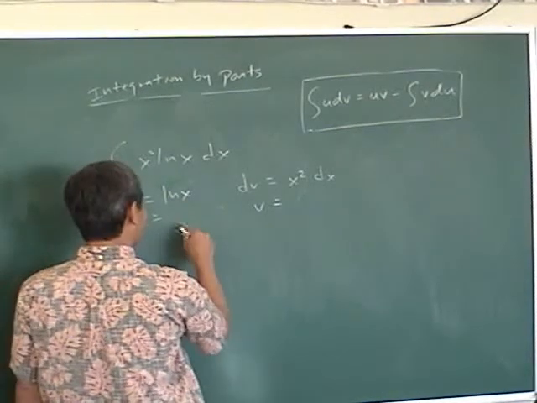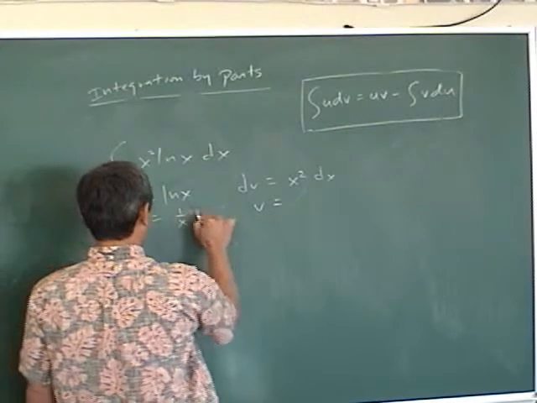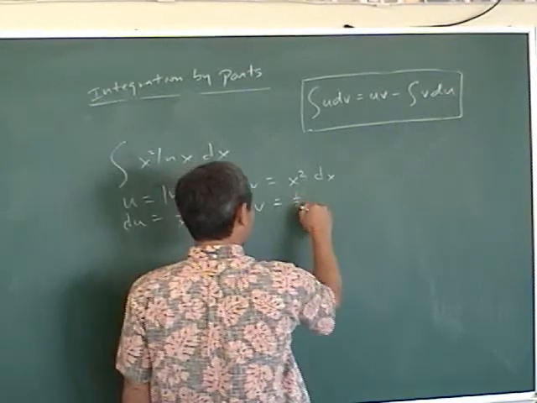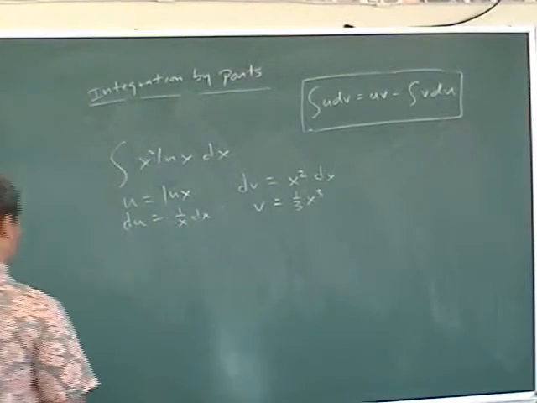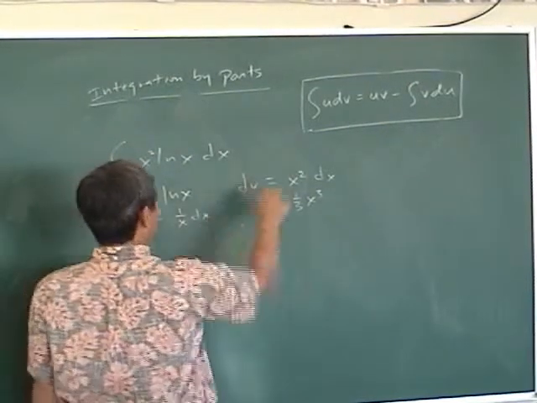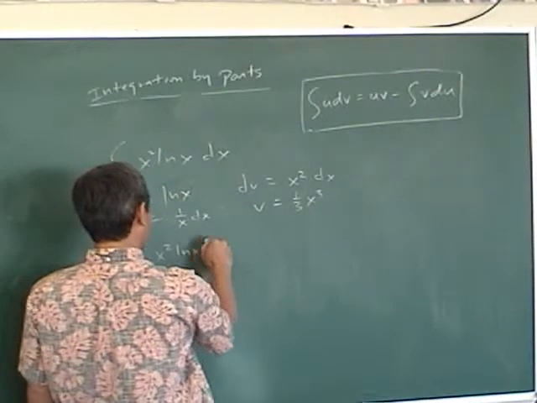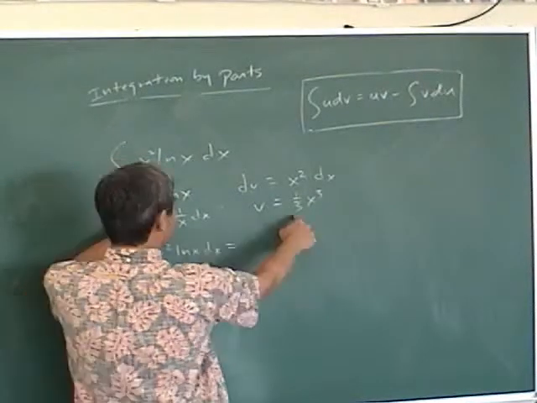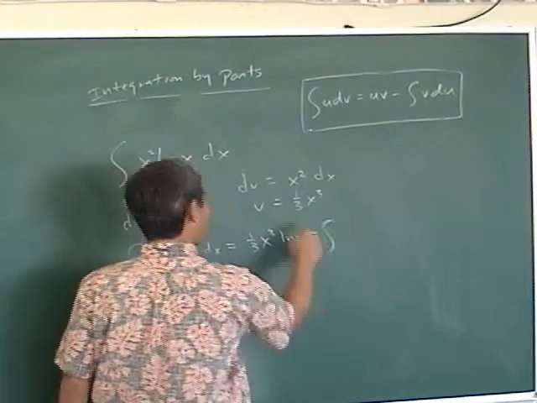We know the derivative, 1 over x dx. And the antiderivative of this is 1/3 x cubed plus c. We'll put the plus c later. So, using the formula, the integral of u dv, which is the thing we're trying to find, is equal to u times v minus the integral of v times du.